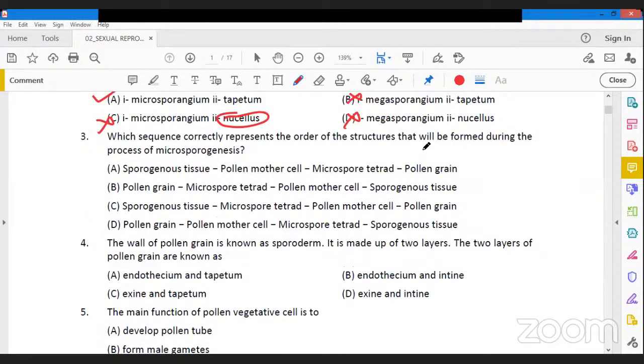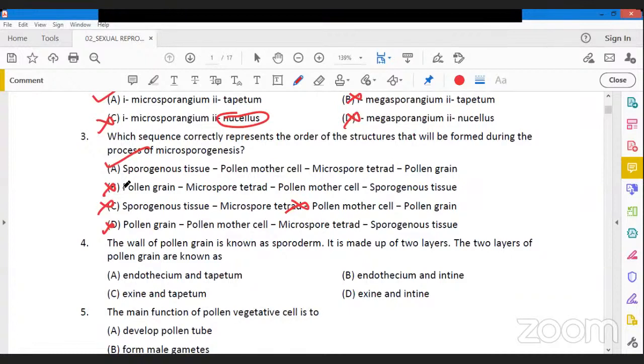So here the correct answer is the first one. It will be sporogenous tissue; pollen grain should always come last. Sporogenous tissue, then pollen mother cell. After that, microspore tetrad and then the pollen grain. So A is the correct answer. Pollen mother cell does not come after the microspore tetrad. So 3 is the correct answer: sporogenous tissue, pollen mother cell, microspore tetrad and pollen grain.